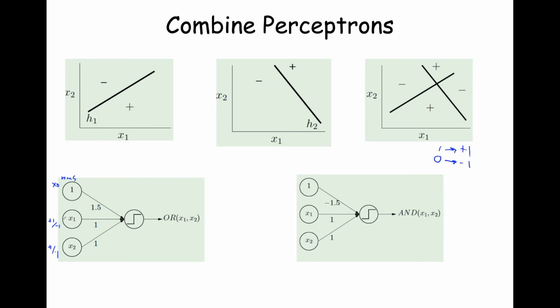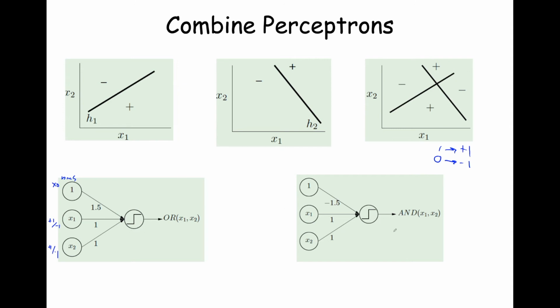Okay. Let's look at when they're both negative. Well, we have negative 1 times 1, that's minus 1. Negative 1 times 1, that's minus 1. Minus 1 and minus 1 is minus 2. Minus 2 plus 1.5 is negative 0.5. Sign of negative 0.5 is minus 1. So that is exactly the OR function.